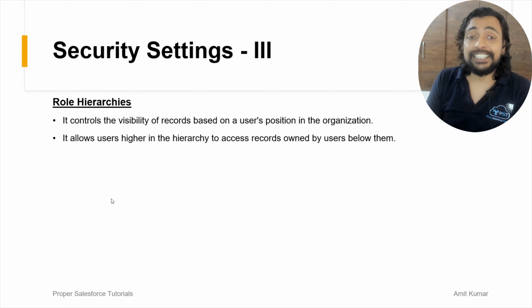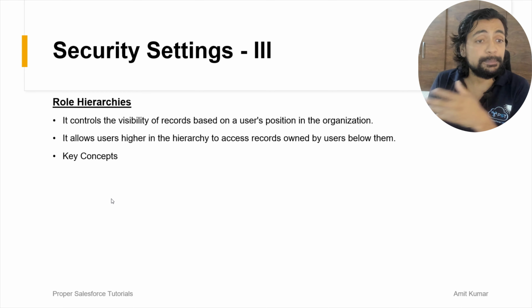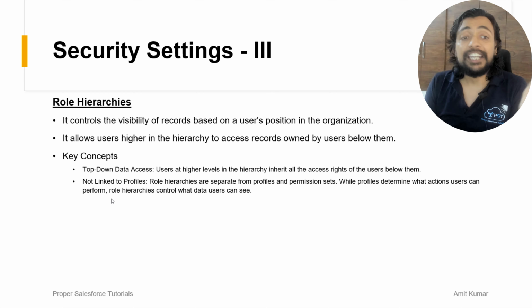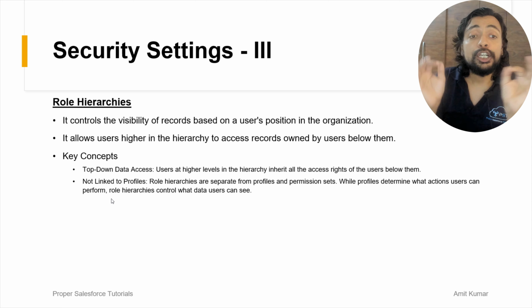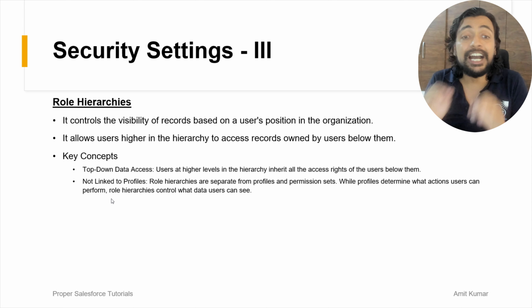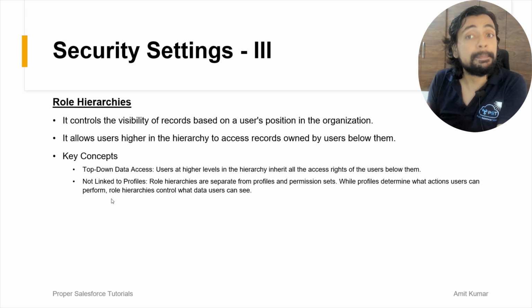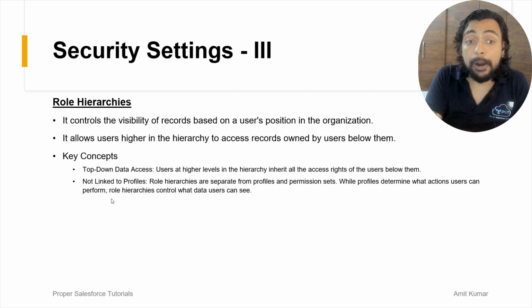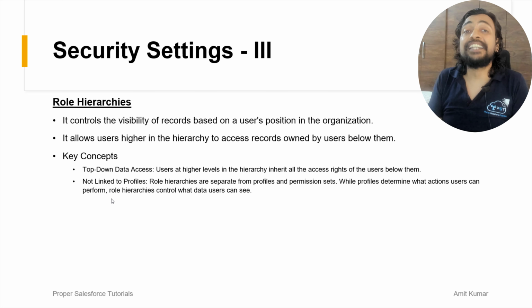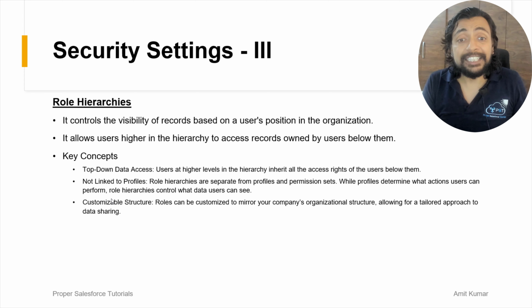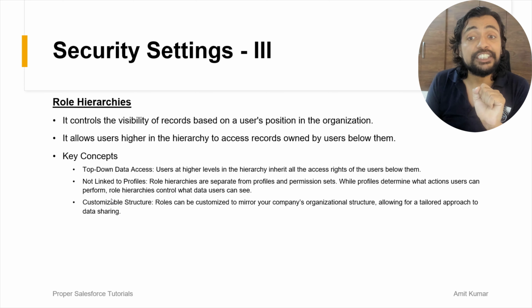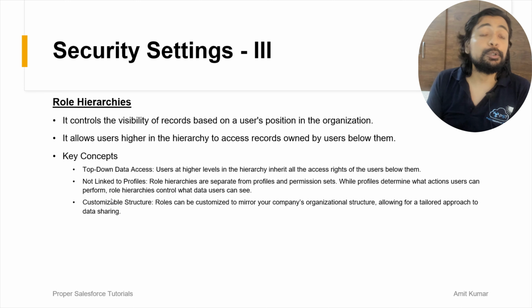So users higher in the hierarchy access records owned by users below them. Here the key concept is that it works on top-down data access. Definitely, higher levels in the hierarchy inherit all the access rights. Not linked to profiles. Role hierarchies are not at all linked to profiles or permission sets. So while a profile determines what actions a user can perform, role hierarchies control what data users can see. Customizable structure. Roles can be customized to mirror your company's organization structure, allowing for a tailored approach to data sharing.